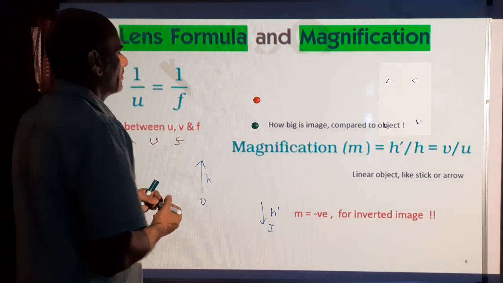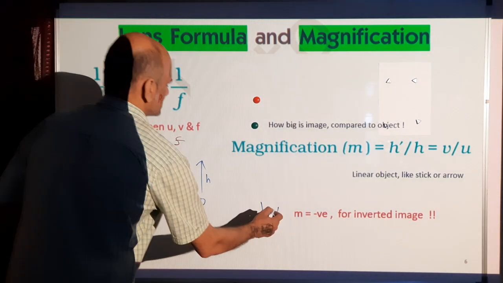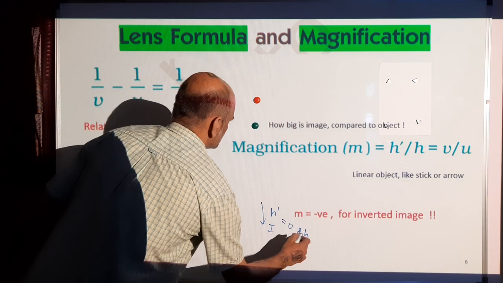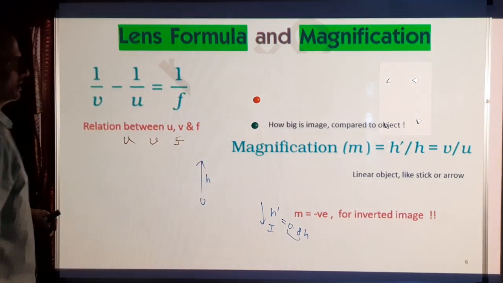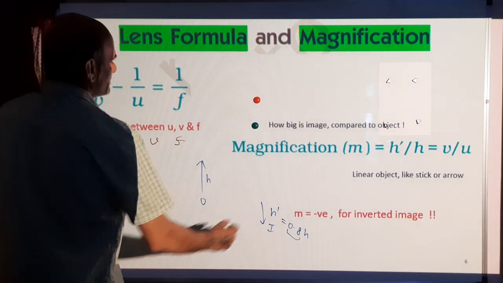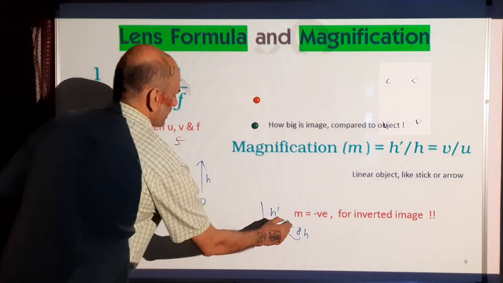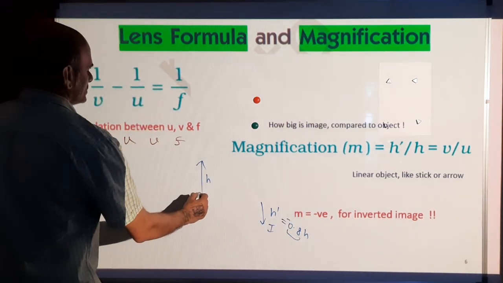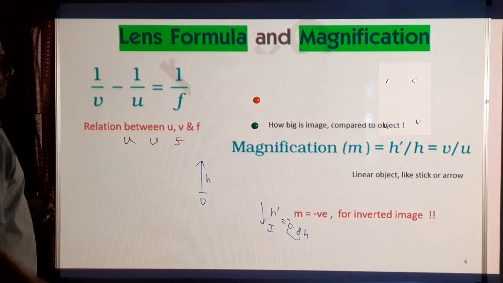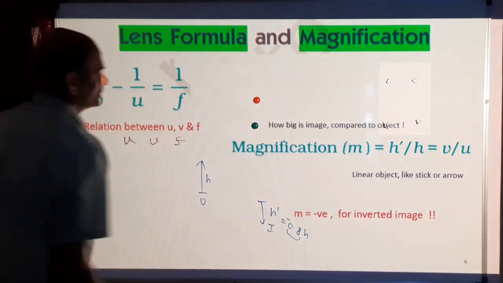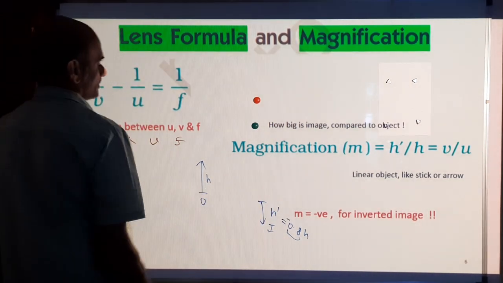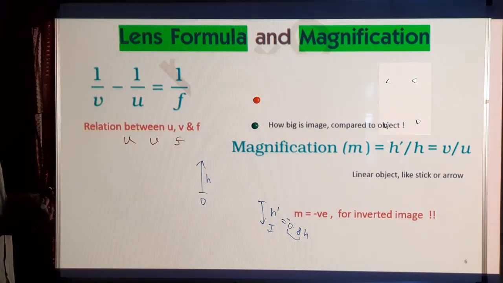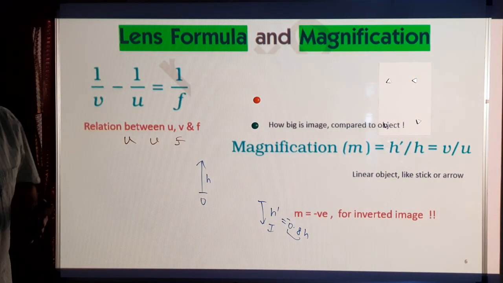And magnification is how big the image is. So if this is 0.8 times h, then magnification is 0.8. And there is another piece of information that the image is getting inverted. So it's minus because h is positive. This is the optical center. So vertically up direction is positive and vertically down direction is negative. So h prime is negative and h is positive. So this sign of the magnification has information that it's an inverted image.